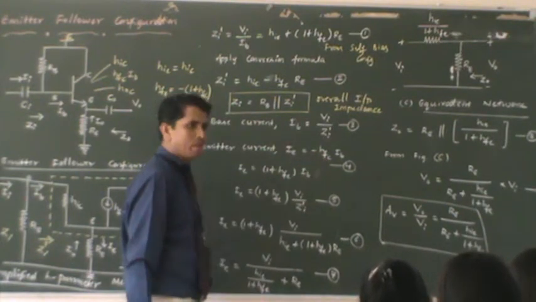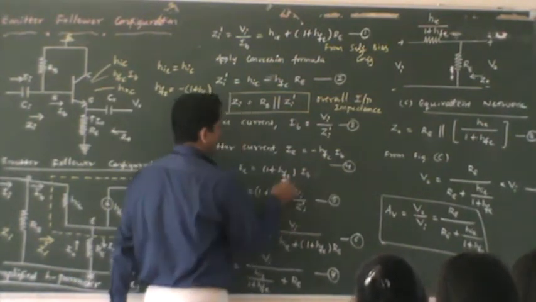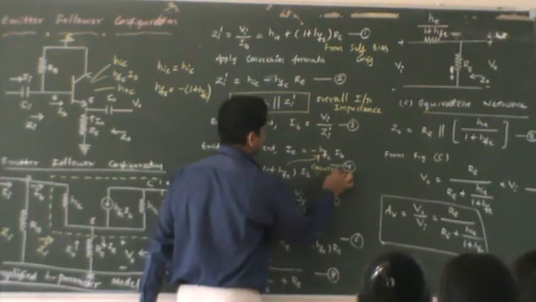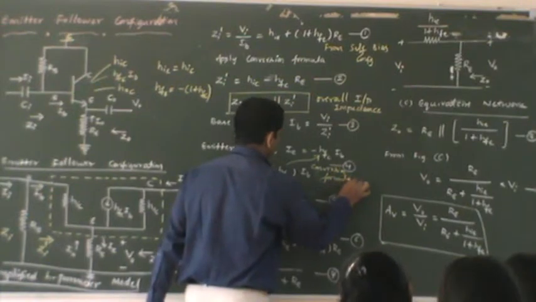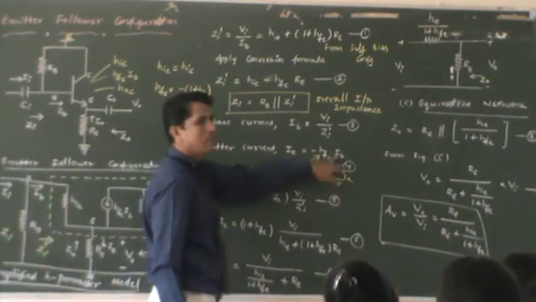Okay, so that's not given. You can make a note here. This minus HFC may be obtained from here to here. It is the conversion formula. Okay, that's going to be the expression for the emitter current.